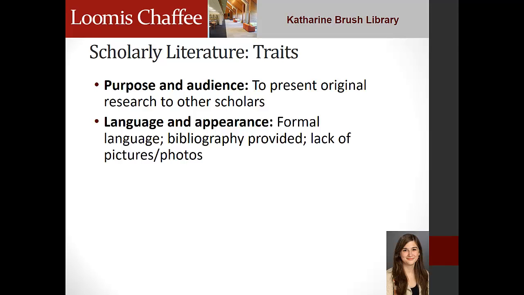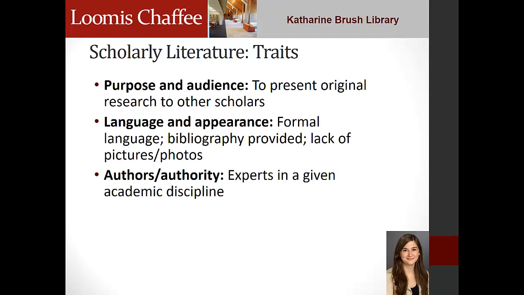Unlike popular literature, academic journal articles provide citations and a comprehensive bibliography or works cited list that shows exactly which sources inform the author's work. Another feature of scholarly journal literature is the absence of attractive graphics or photos. These articles are usually very text-heavy. The graphics found in these articles are often diagrams or charts.